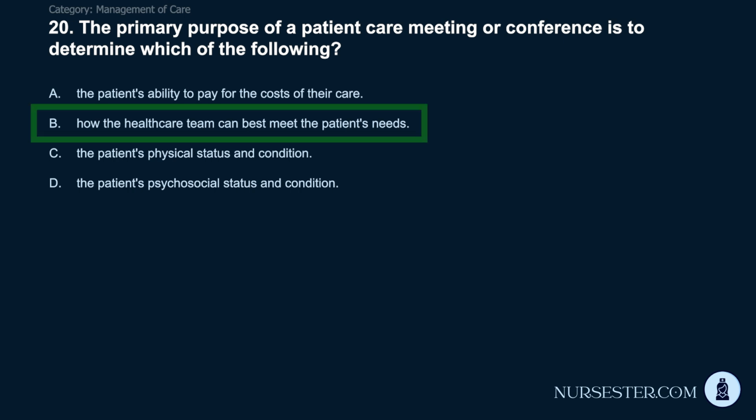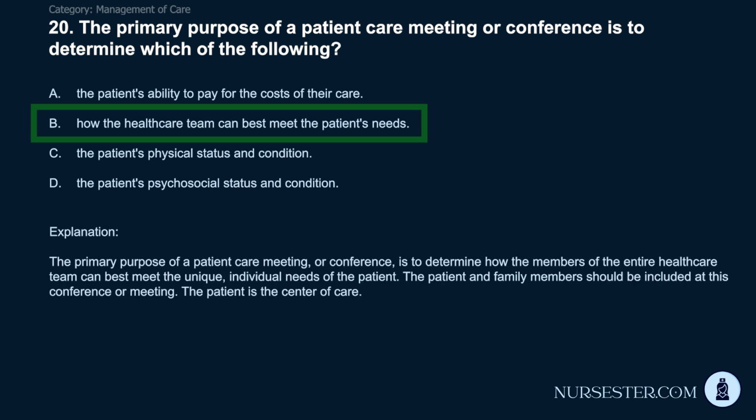Correct answer, B. How the healthcare team can best meet the patient's needs. The primary purpose of a patient care meeting or conference is to determine how the members of the entire healthcare team can best meet the unique, individual needs of the patient. The patient and family members should be included at this conference or meeting. The patient is the center of care.